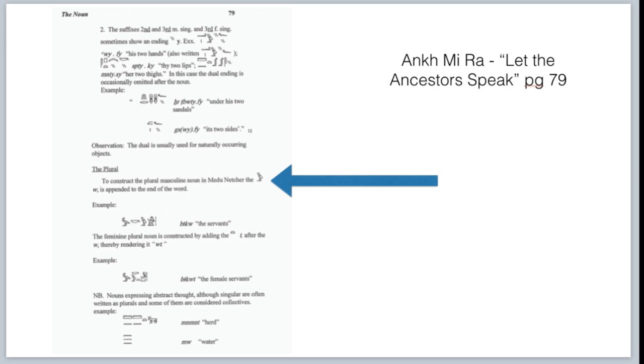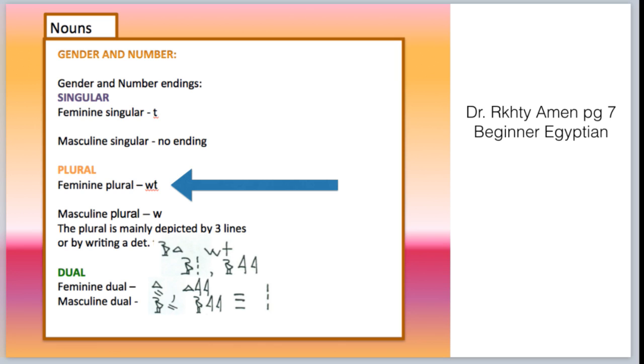We're going to turn to another scholar of African descent. This is Dr. Raketi Amin. All right. Everybody should be familiar with Dr. Raketi Amin. She is the teacher of teachers. On page 7 or slide 7 from her beginner's introduction to the language, she also has the feminine plural WT. All right. Dr. Raketi Amin.